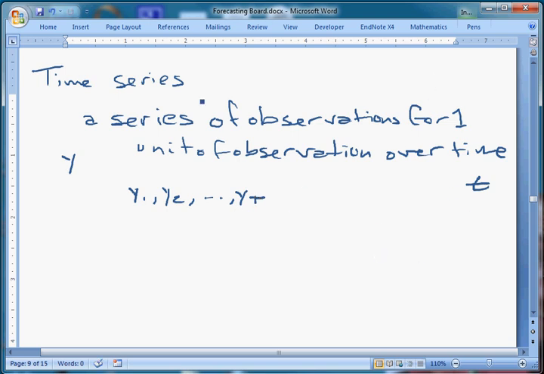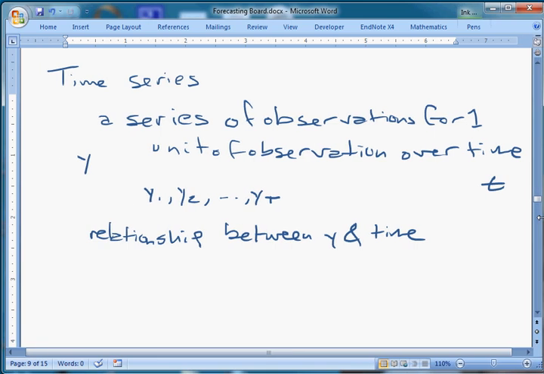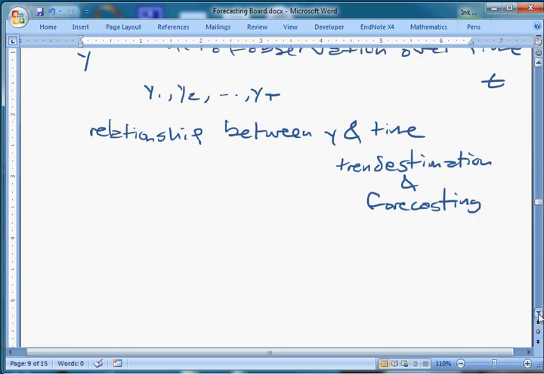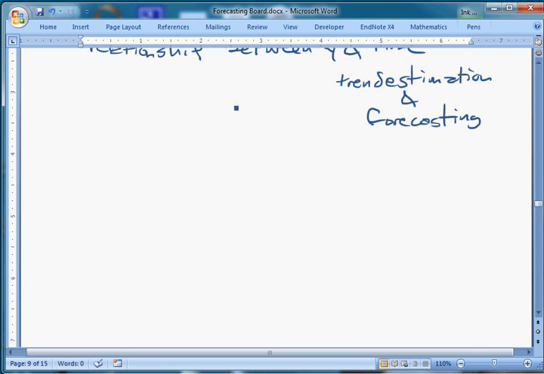And we're just talking about the relationship in particular between y, whatever it is, and time. We're not doing a causal analysis for this class. We're just looking at the relationship between y and time for the purposes of trend estimation and forecasting. We've done some smoothing with moving averages, some naive forecasting, and some looking at measuring forecast error. Right now what we're going to look at is trend estimation. So without further ado, let's do it.